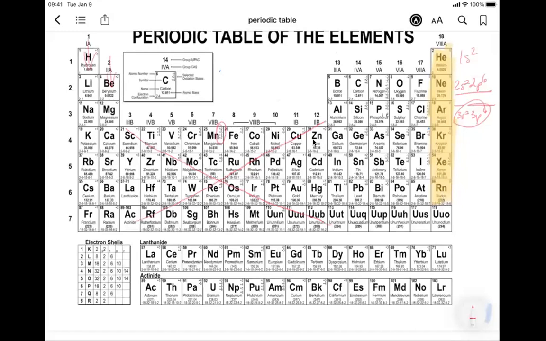Now, since we're skipping the D block, we're going to go straight to group 13. For group 13, if they want to be like the noble gases, they can either gain 1, 2, 3, 4, 5 electrons to be like neon, or they can lose 1, 2, 3.